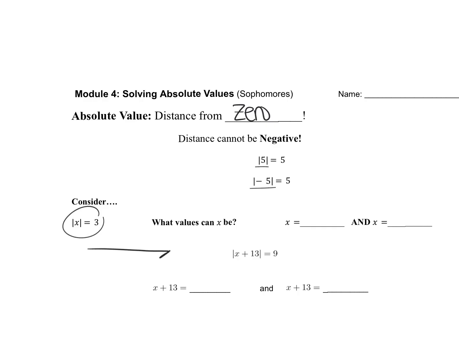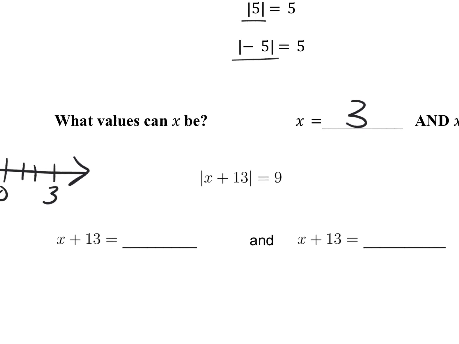So when we are talking about the absolute value of x is equal to 3, this means that we are going to be 3 units from 0. So I can go 3 in the positive direction and say that x is equal to 3, or I can go 3 in the negative direction and say that x is equal to negative 3, which means we are looking at having 2 different solutions.